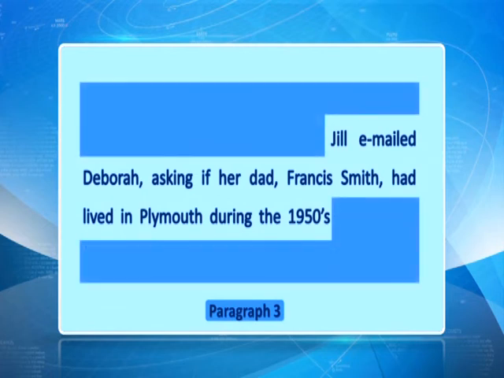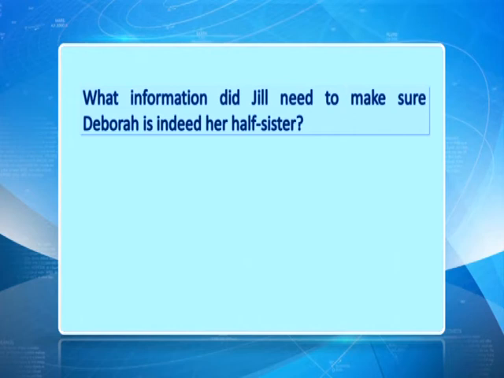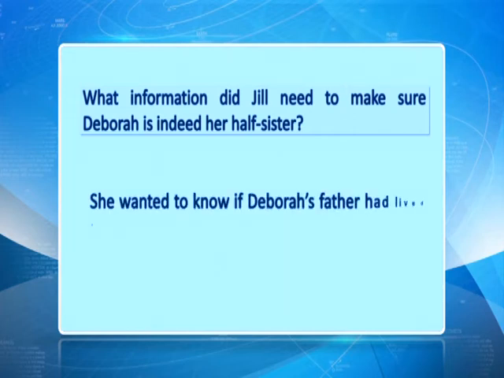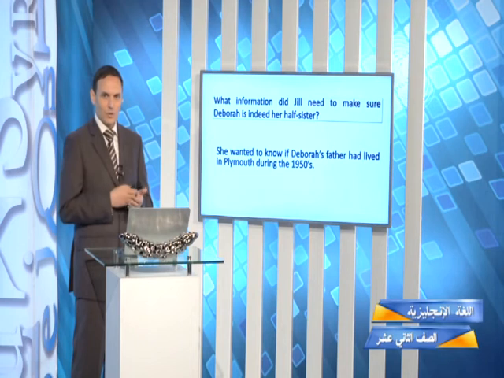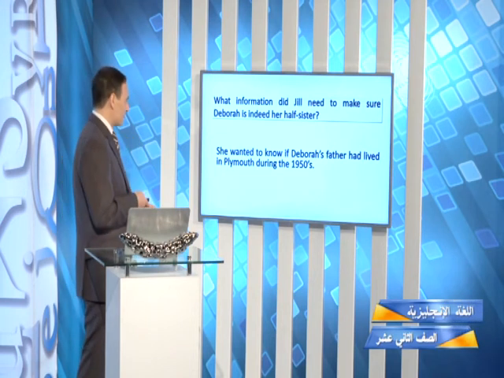Okay, I'll blank out the unnecessary information, and the answer will be found in this sentence. Jill emailed Deborah asking if her father, Francis Smith, had lived in Plymouth during the 1950s. Okay, there is the answer. She wanted to know if Deborah's father had lived in Plymouth during the 1950s, because it's during this period that her mother and father were still together.